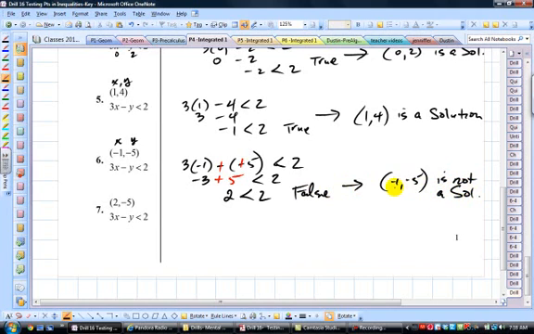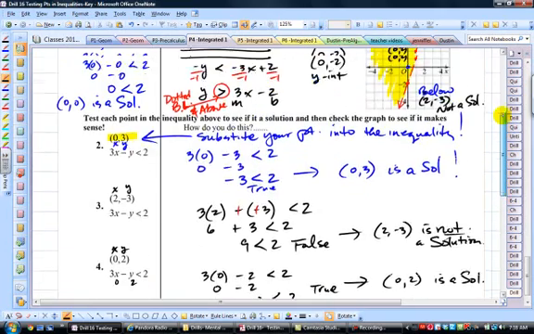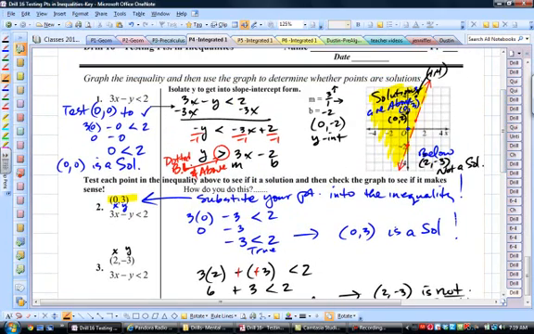and that tells me that negative 1, negative 5 is not a solution. If we go left 1, down 5, let's see if we're in the yellow area up here. So left 1, down 5, 1, 2, 3, 4, 5. It's on the boundary line. Negative 1, negative 5 is on the boundary line, and guess what? It's dotted, which means the solutions are not on the line.